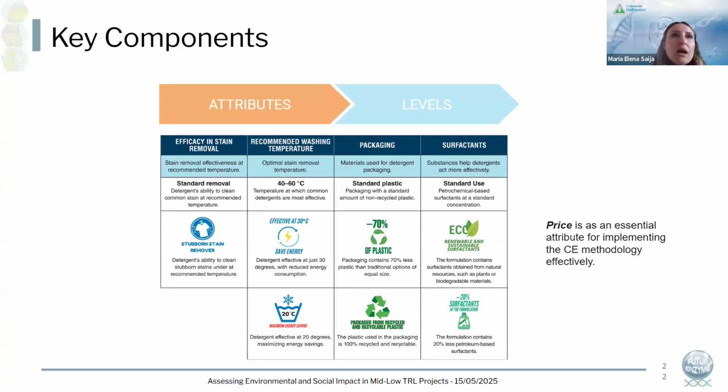specific feature. The levels are the range of variation within each attribute, representing the different possible states or intensity of the attribute that respondents might consider during the decision-making process. So, for example, related to the efficacy in stain removal, we have the standard removal, which is the standard detergent ability to clean a common stain. But we also have the stubborn stain removal, which is a stronger cleaning performance. Next, please.